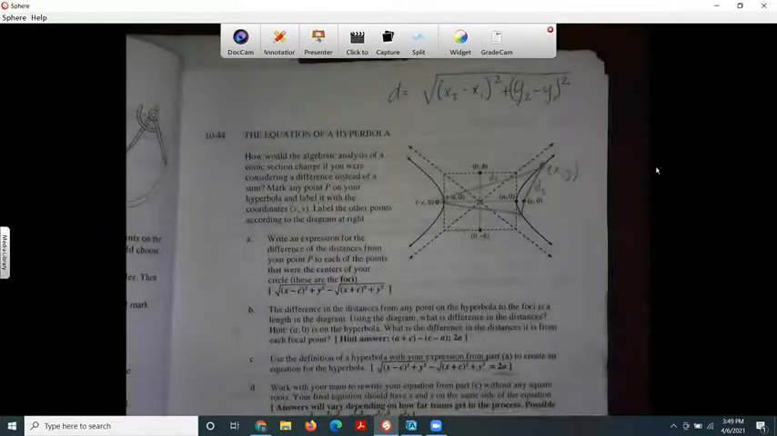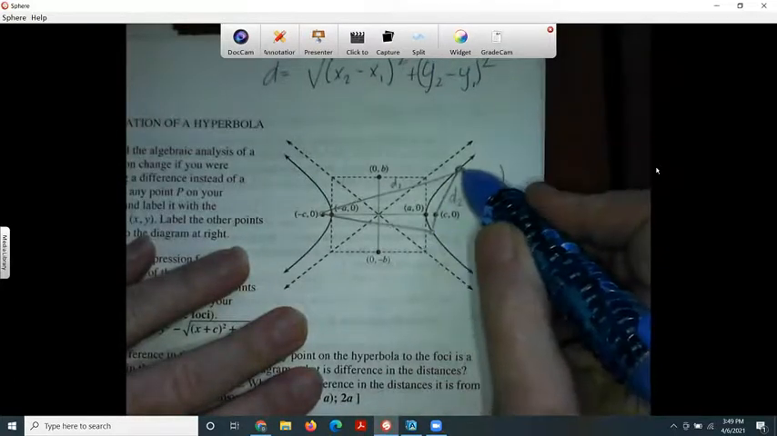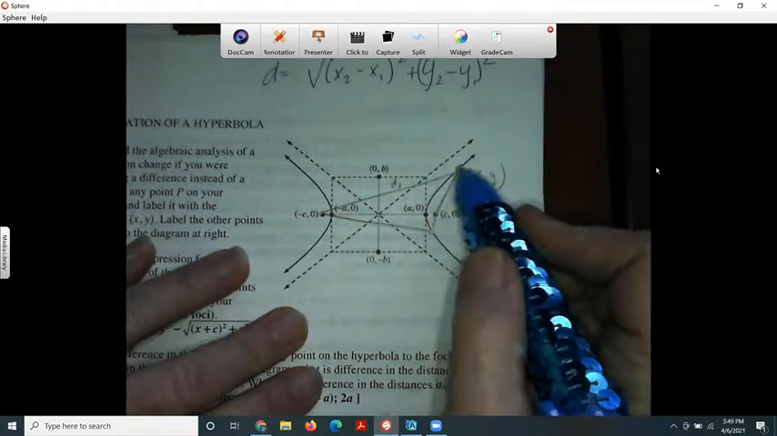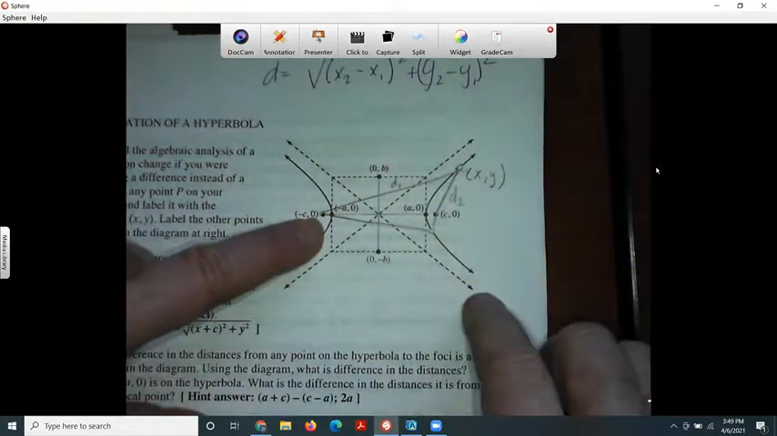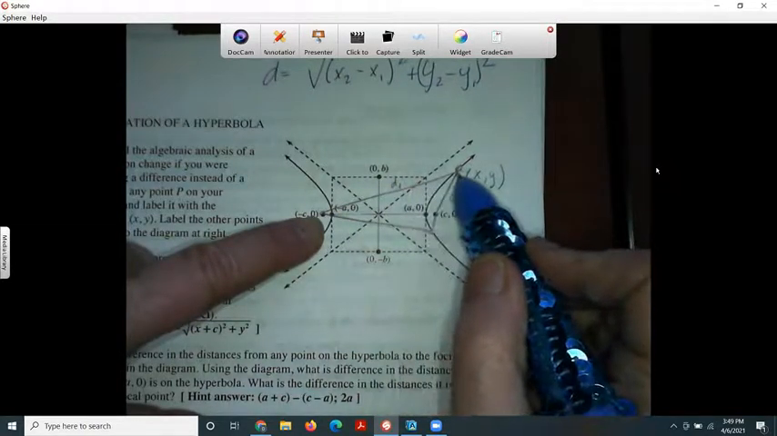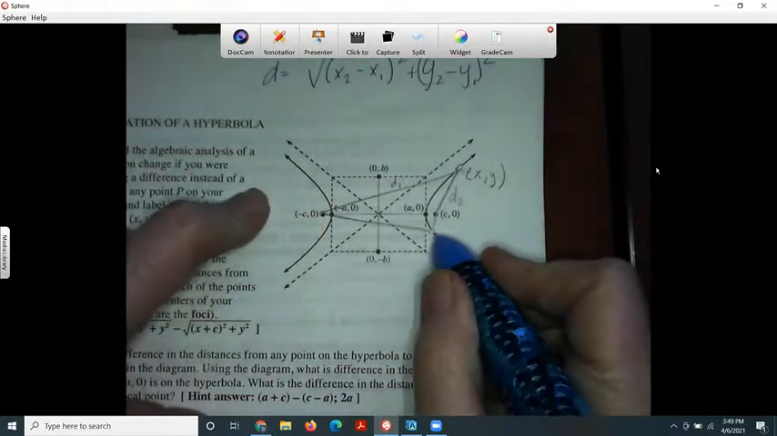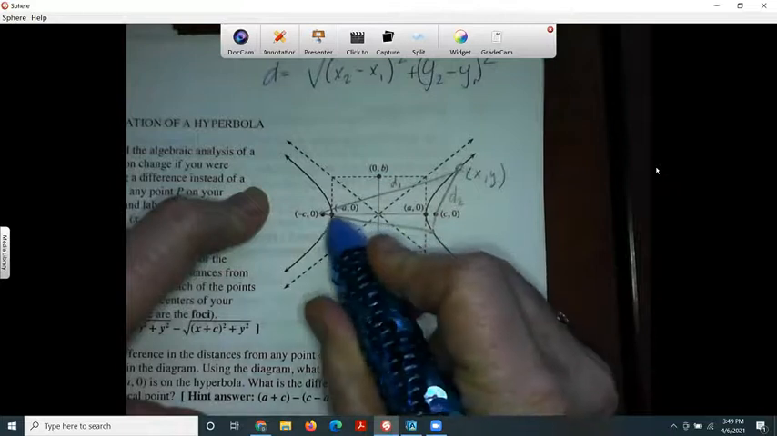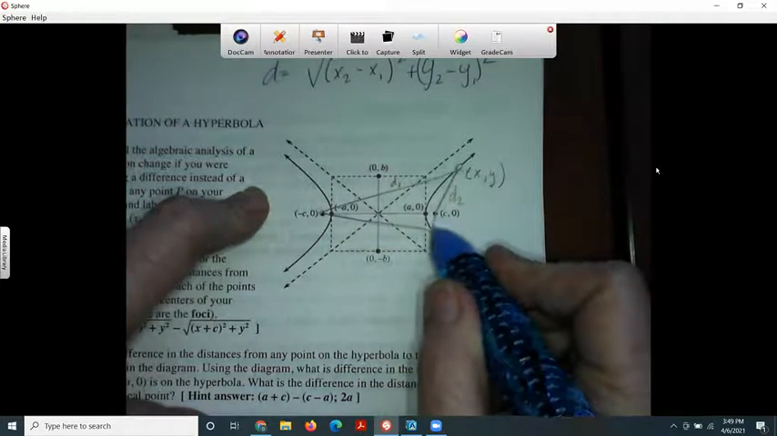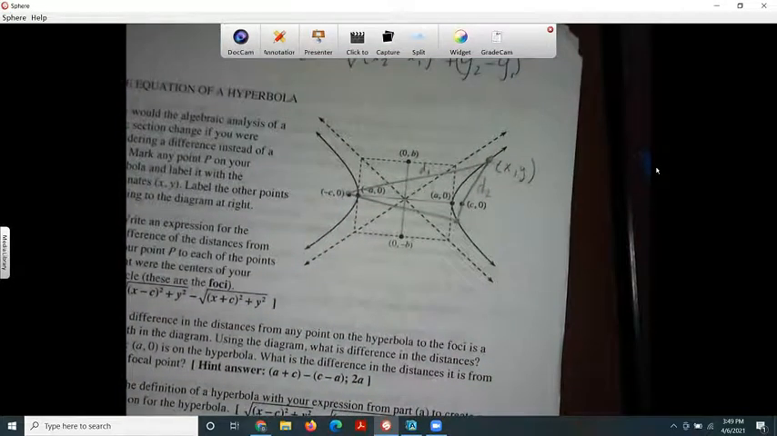So basically, if you make a point on your hyperbola and you connect the point to each of the foci, which are these ones with the C, the difference, like if you take the longer distance minus the shorter distance, it's going to always equal the same number. So even if I take another point like this one, this longer distance minus this shorter distance equals a certain number. And it turns out that the number that it equals is 2 times A.